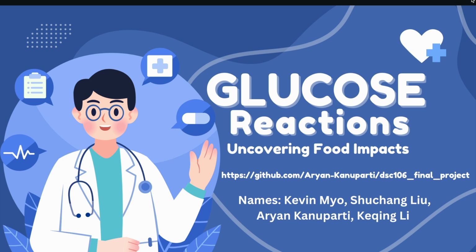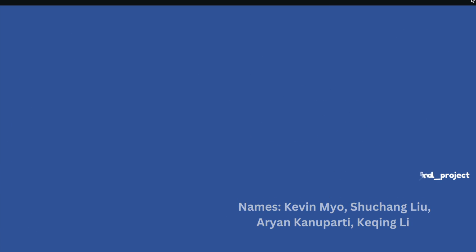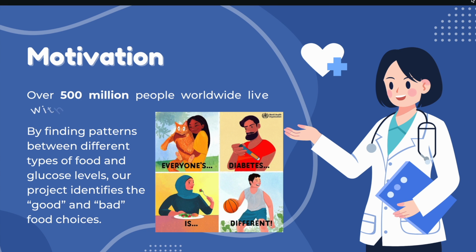Today we'll be covering glucose reactions. Over 500 million people worldwide live with diabetes, relying on blood sugar control to stay healthy. But glucose regulation isn't one size fits all. Different foods impact people in vastly different ways.